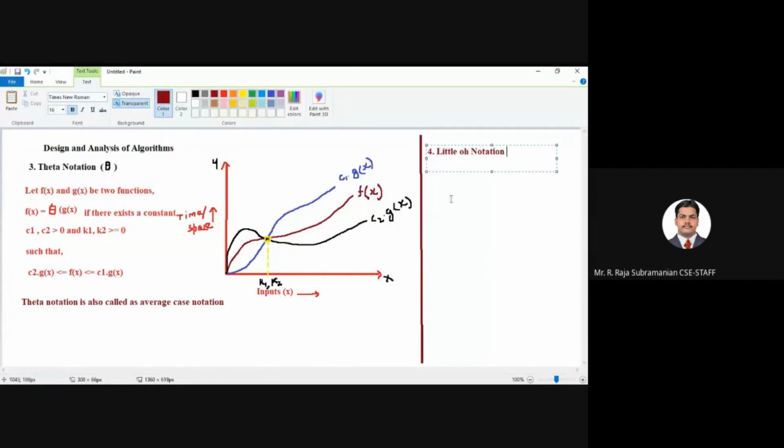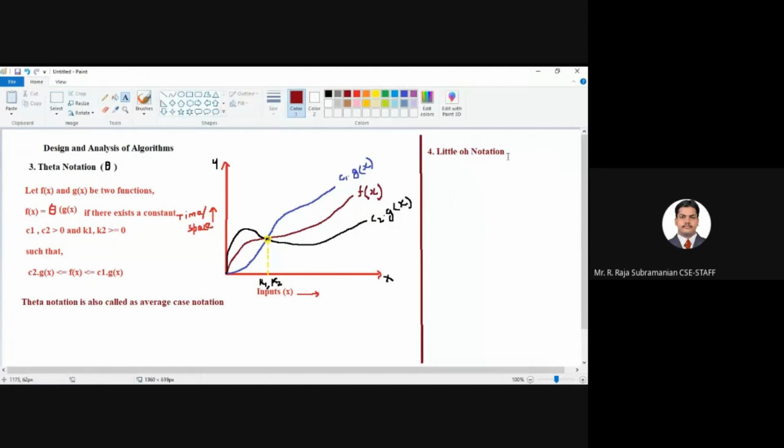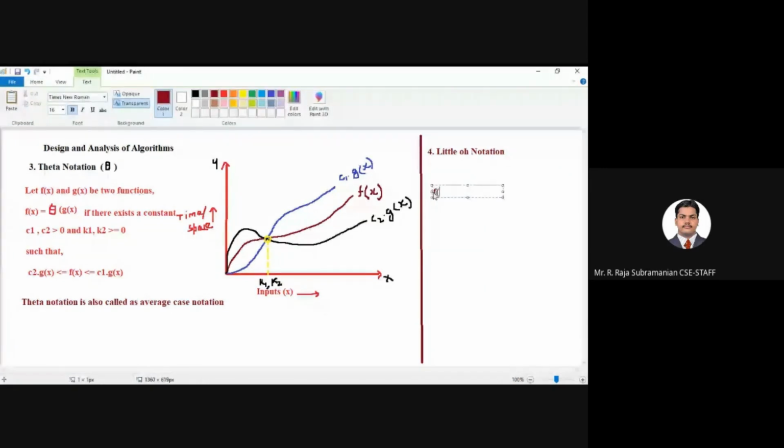What is big O notation? Big O notation says f of x less than or equal to c into g of x. If this is happening, what will happen? At some point of time, I'm also saying that f of x is equal to c into g of x. Am I right? If f of x is equal to c into g of x, what condition will hold? Both f of x and c into g of x will be on the same exact curve. Am I right? Yes, sir. Hence we call it the tightest upper bound.